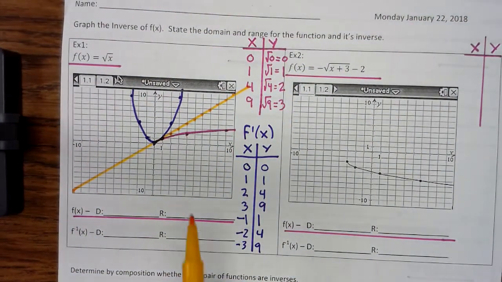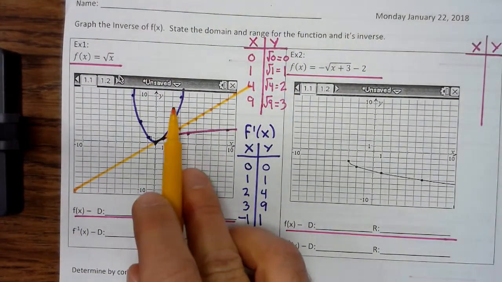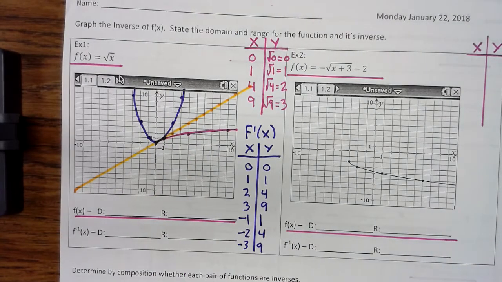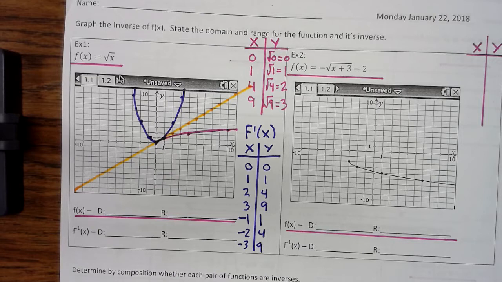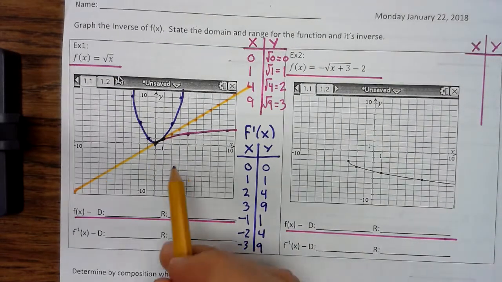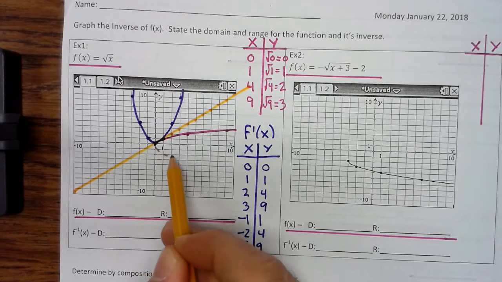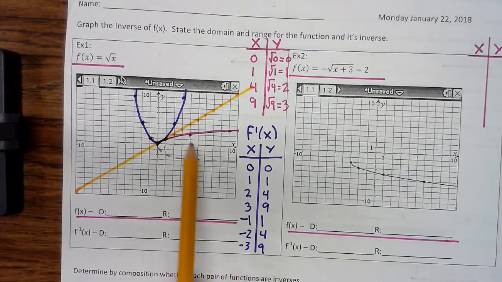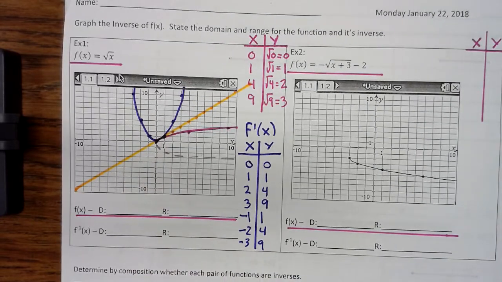So you can see that this portion reflects the y equals x line. And we didn't graph it, but technically the square root is plus or minus. So technically there's the minus portion right here. So that would be a complete reflection. Okay, but we don't graph the negative square root, we just graph the positive square root.